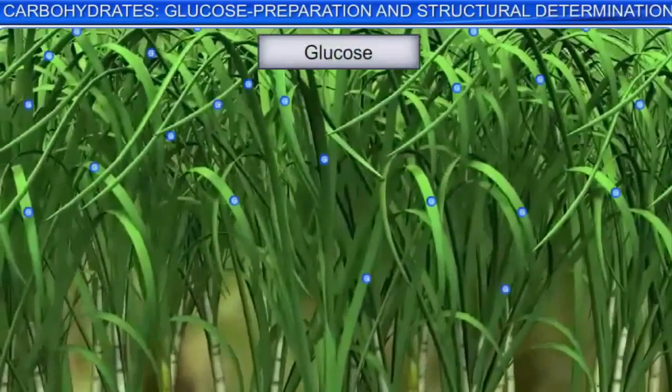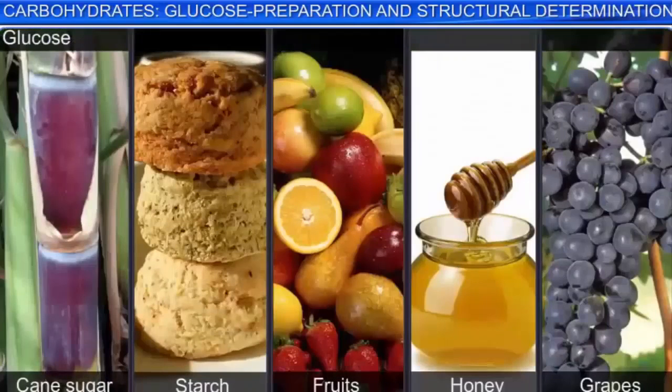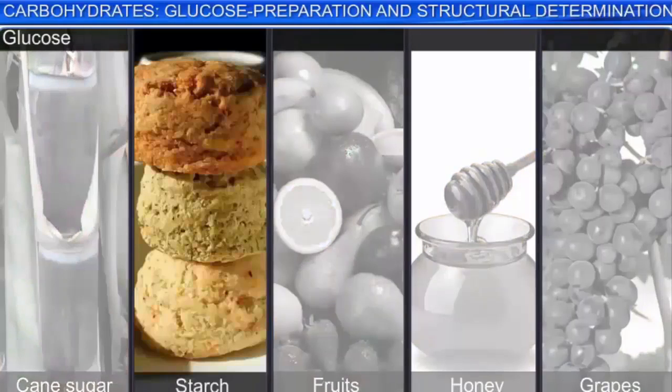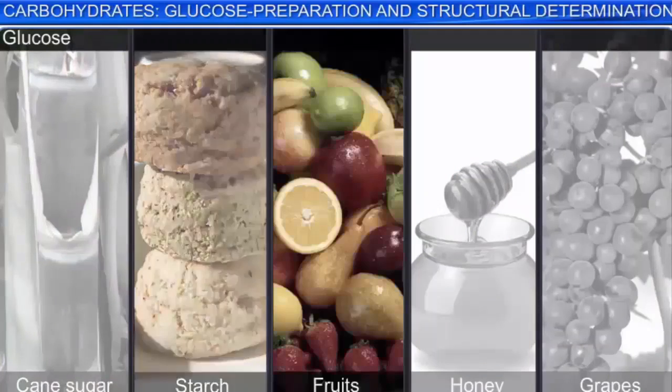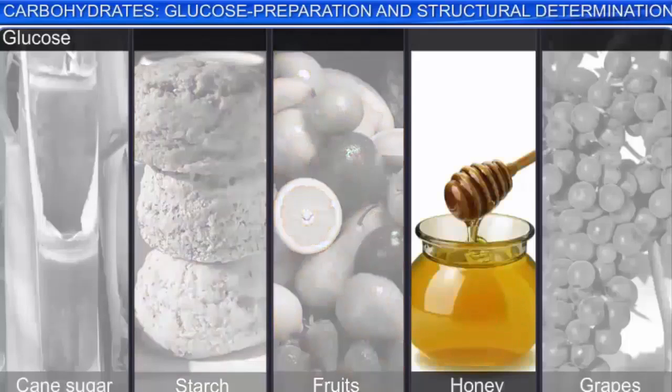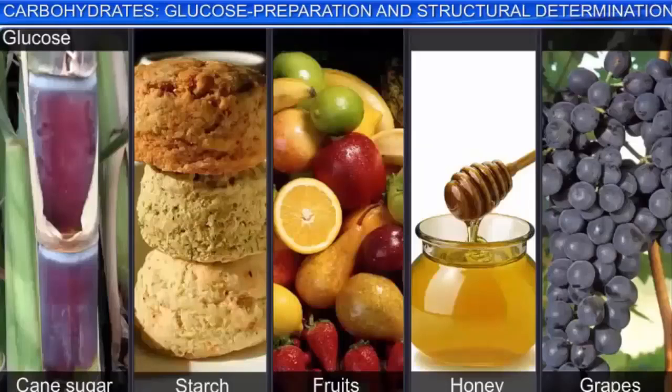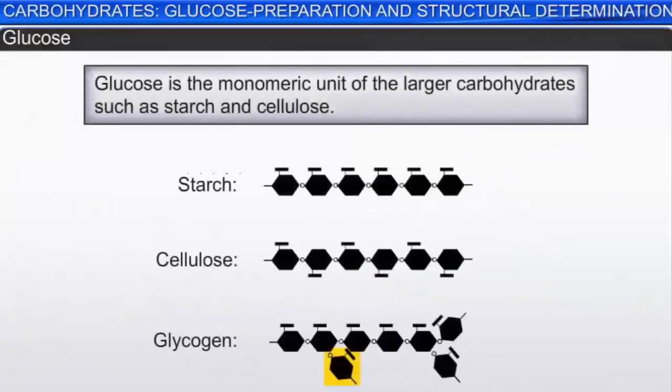Glucose is widely found in nature in the free as well as in the combined state. In the combined state, glucose occurs in cane sugar, starch, and so on. It is present in sweet fruits as well as in honey. Ripe grapes are also rich in glucose. Glucose is the monomeric unit of the larger carbohydrates such as starch and cellulose.